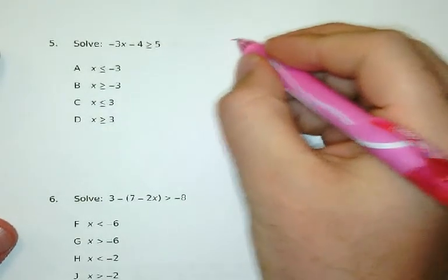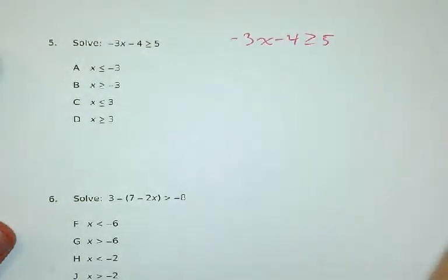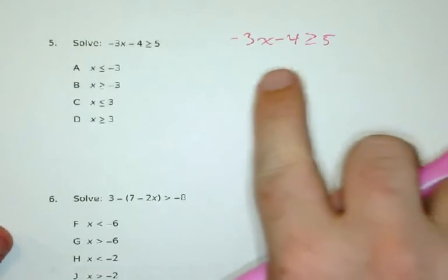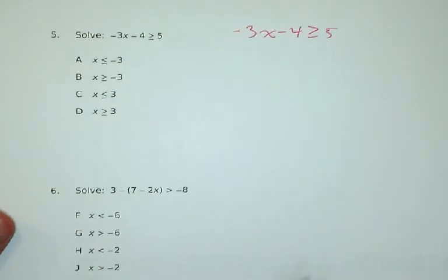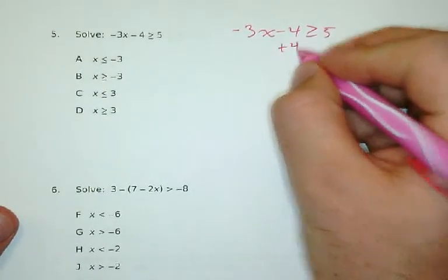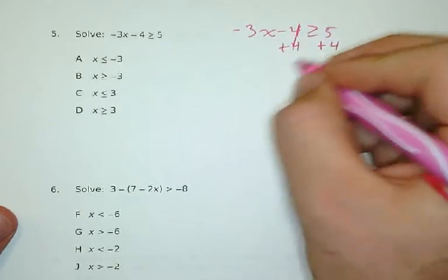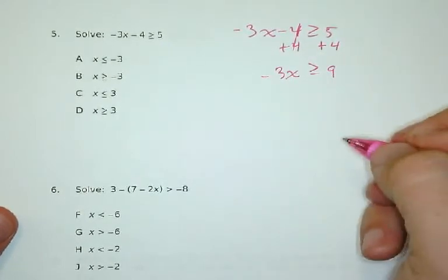Okay, here we go. So I've got -3x minus 4 greater than or equal to 5. I don't have any parentheses, so I can't distribute. These won't combine, so I don't have like terms to combine. So move my next step, move your numbers to the other side. Add 4. It'll be -3x is greater than or equal to 9.